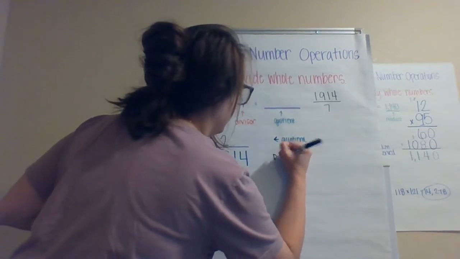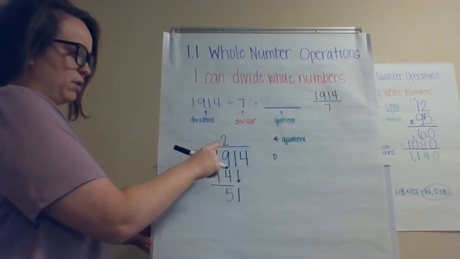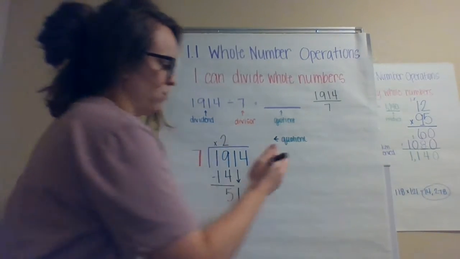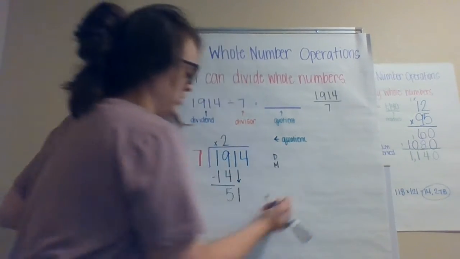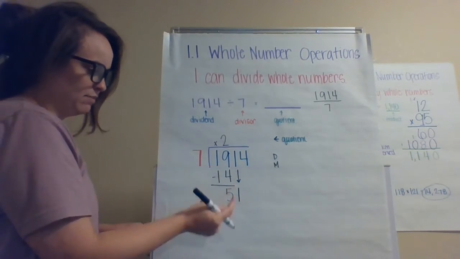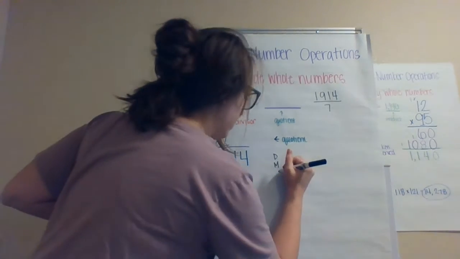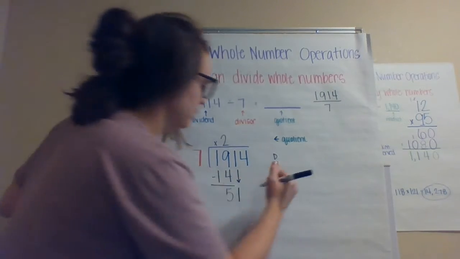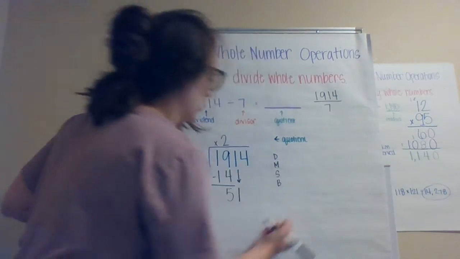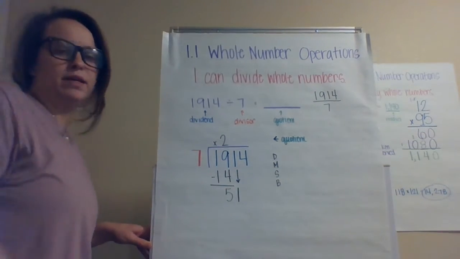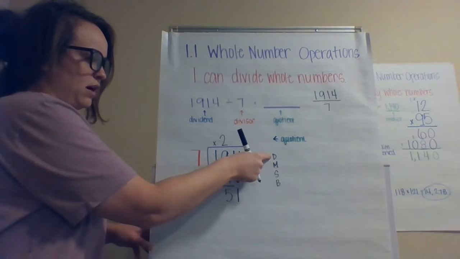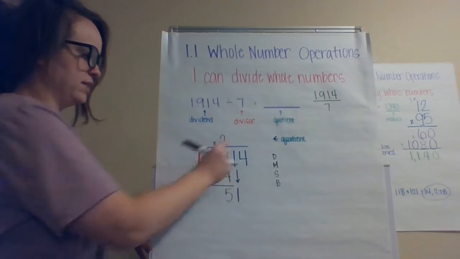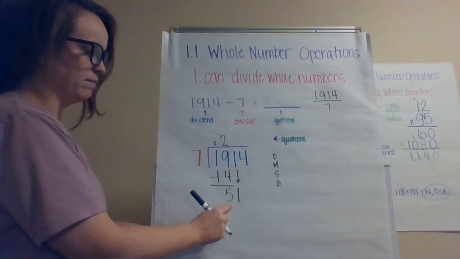Okay, so first I divided 7 into 19. That was step 1. And then I multiplied 2 times 7 to get 14. That was step 2. Then I subtracted 19 minus 14, which is 5. So subtracting was step 3. And then I brought down the next digit. So now I'm going to start all the way over again, and I'm going to start up at the top and say, how many times does 7 go into 51?